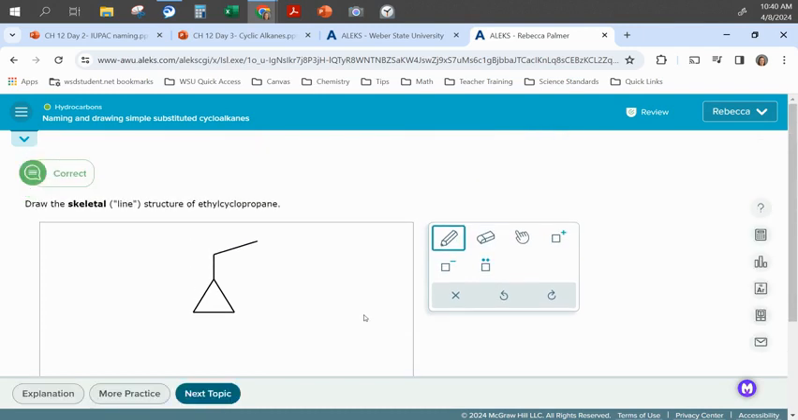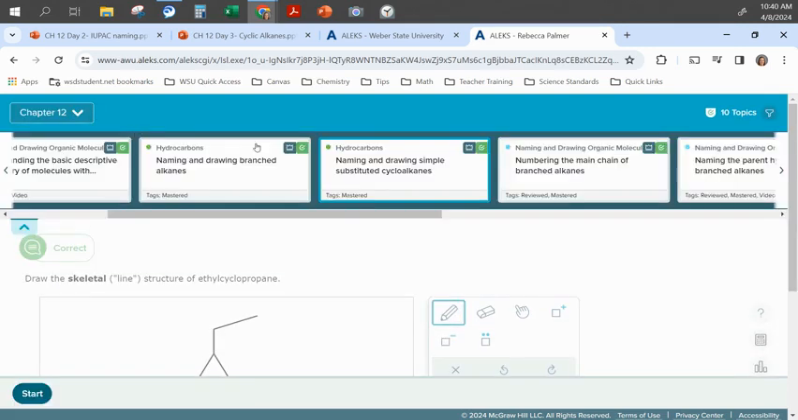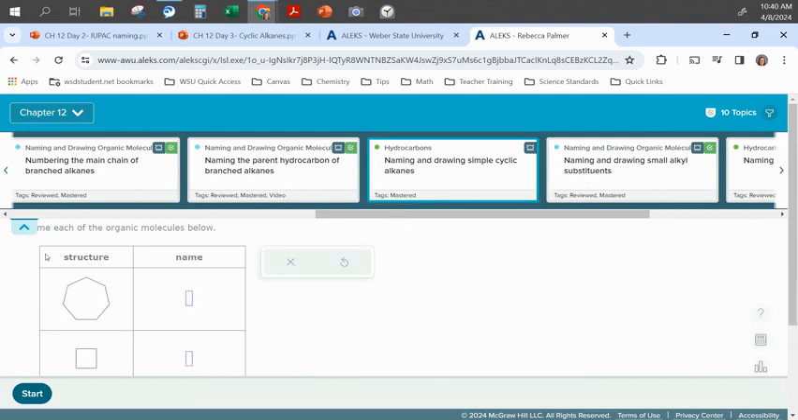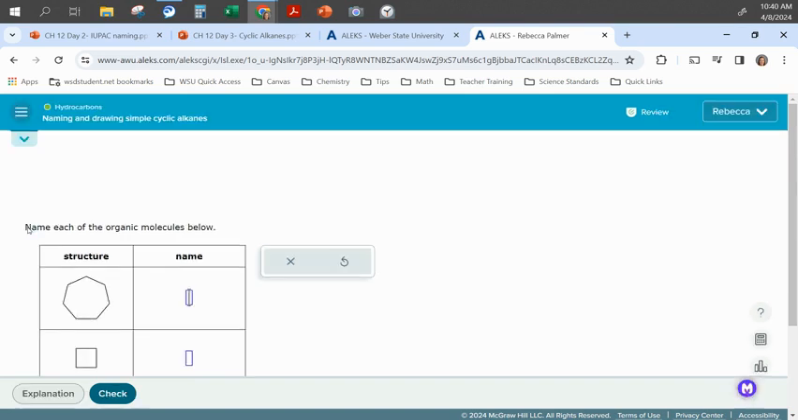Okay. How are you feeling? You think you could go through this topic by yourself? You want to do another one? Okay. One more topic. The last one is naming and drawing simple cyclic alkanes. So this is like the same thing, but I think maybe this is easier.